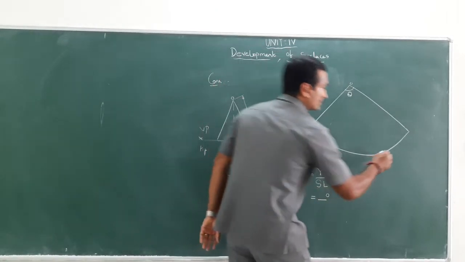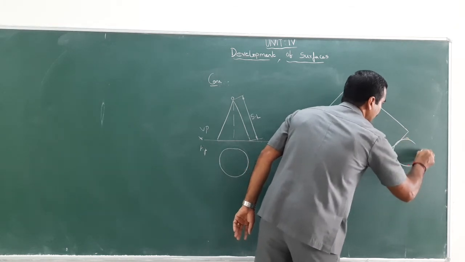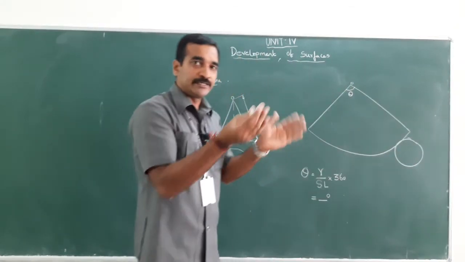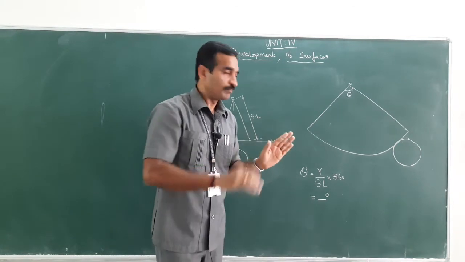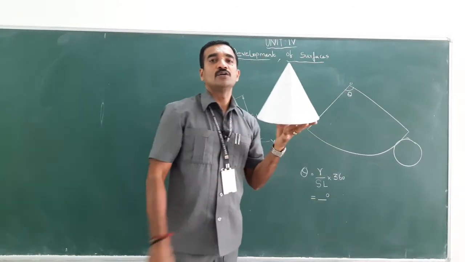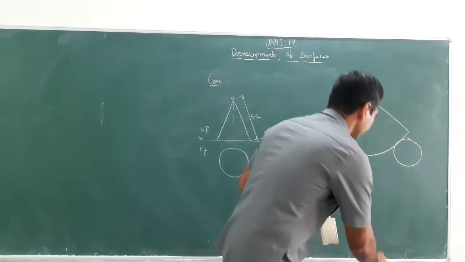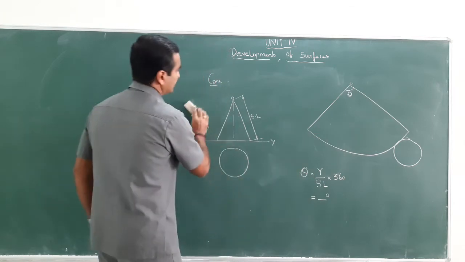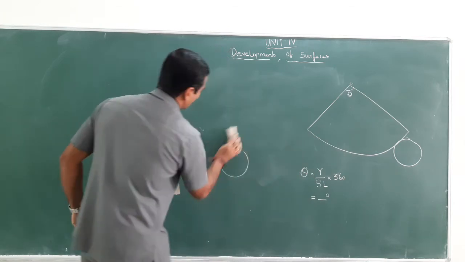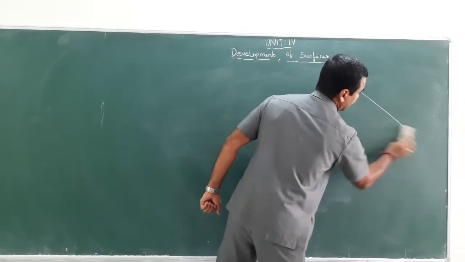Right. So this could be something like this, if the cone is here in this manner. If you fold it, you could see the shape of a cone. Fine. So the method used to develop the lateral surface of a cone is the radial line development.